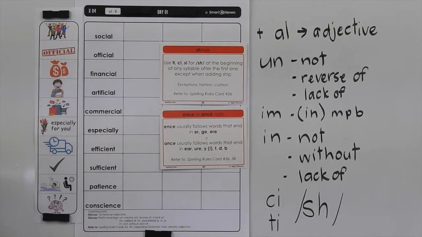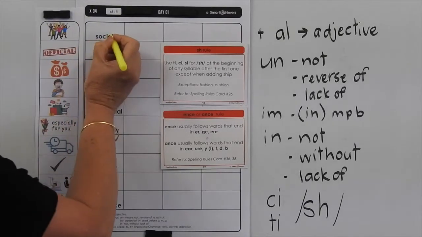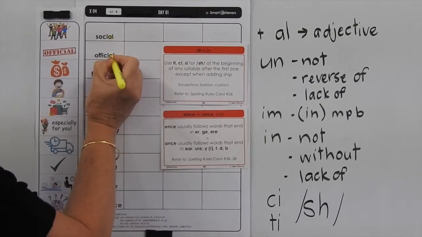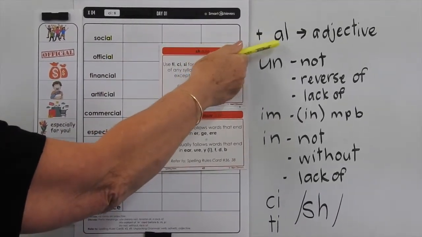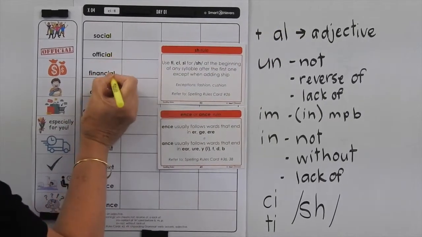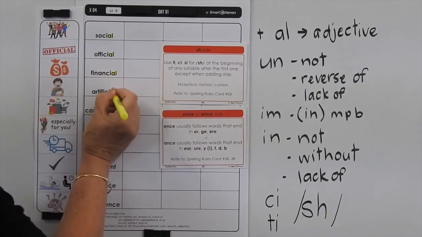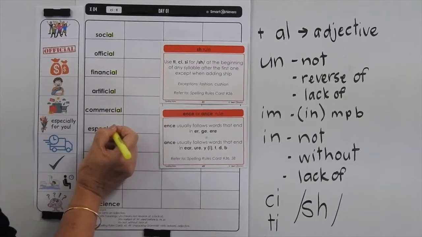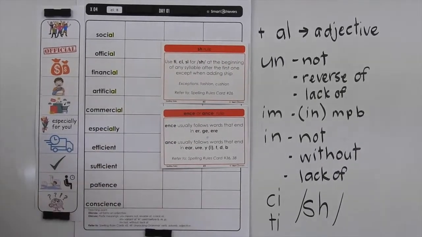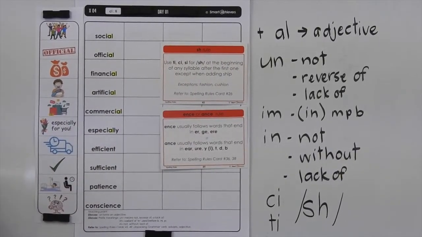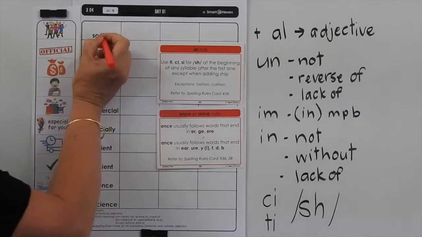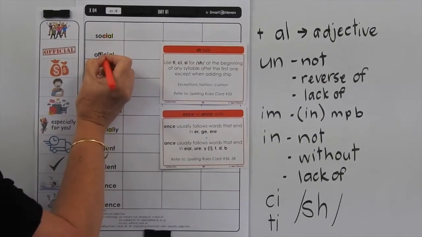Okay, first of all, let's go through and highlight the AL at the end of these words, which when we add AL to a base or root word, it forms an adjective. So that will help you in the future to recognise that. Now, when we have CI or TI in the middle of a word, it's going to make the sh sound.